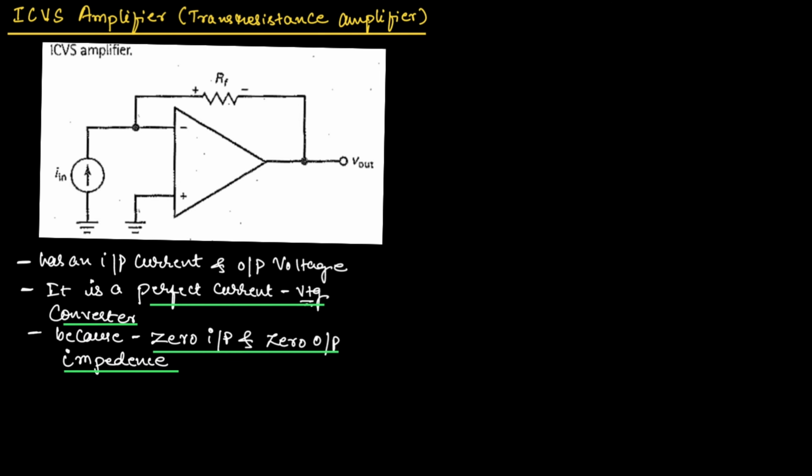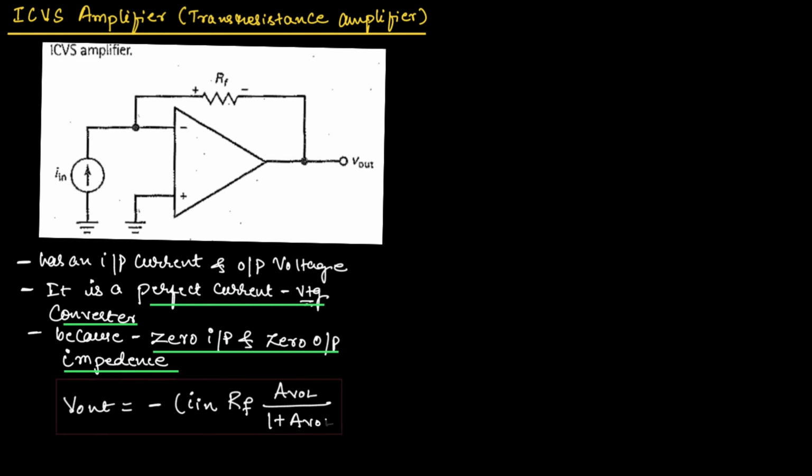Here we can write the output voltage equation as V out is equal to minus I in, which is input current, multiplied with RF, which is feedback resistor, into open loop voltage gain divided by 1 plus open loop voltage gain. So you just need to remember the formula. There is no derivation for this. So output voltage can be given as minus of input current multiplied with feedback resistor, which is multiplied with open loop voltage gain divided by 1 plus open loop voltage gain.